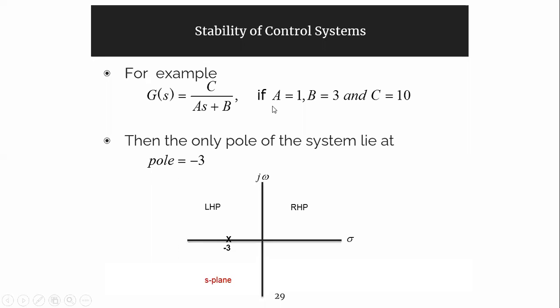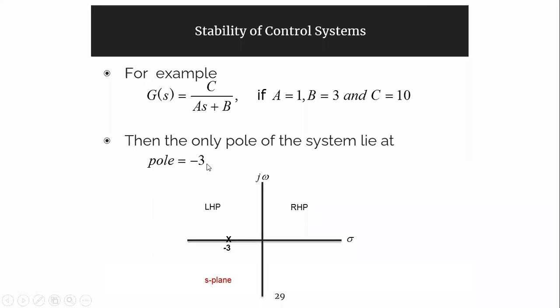So what is my S plus B? S plus 3. If A is 1, then 1 into S is S plus 3, so S plus 3 is equal to 0. So automatically S will be equal to minus 3. That's why this minus term comes on the left hand side, because the plus value goes on one side and the minus value goes here. That is minus 3, because the left hand plane is here and the right hand plane is there.